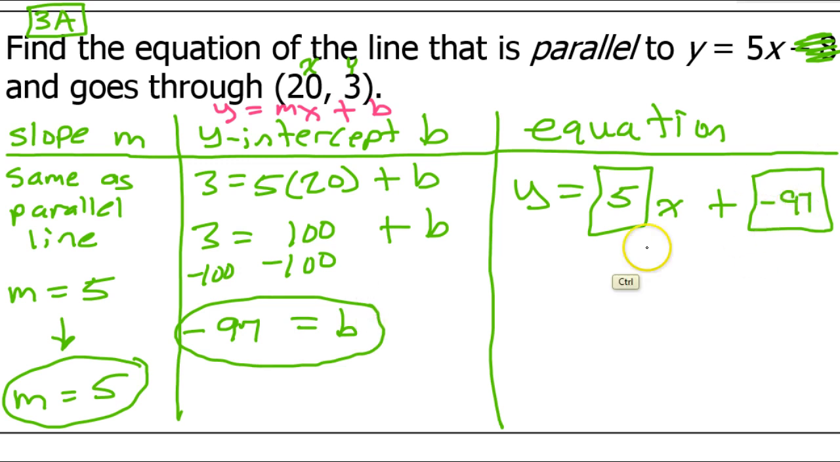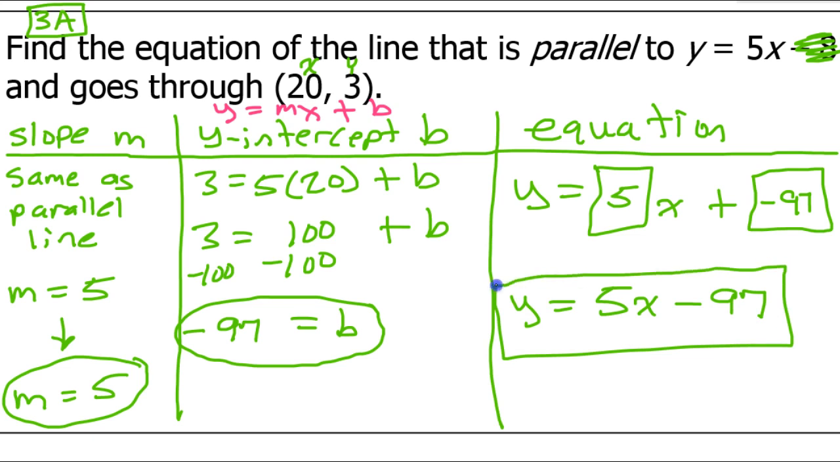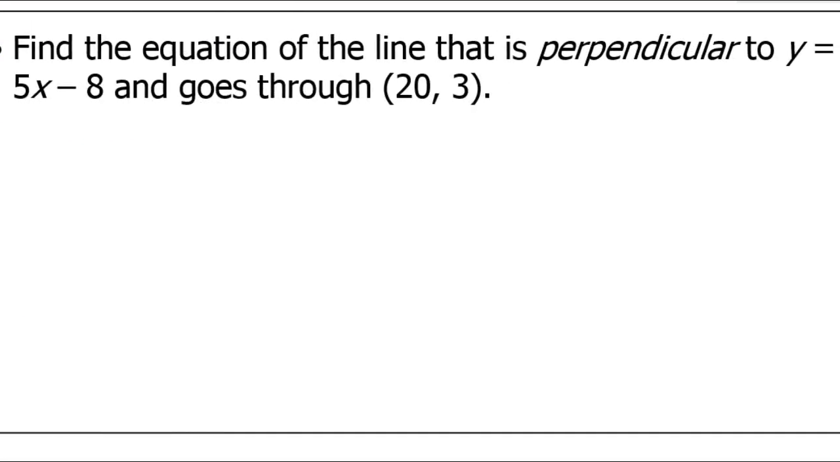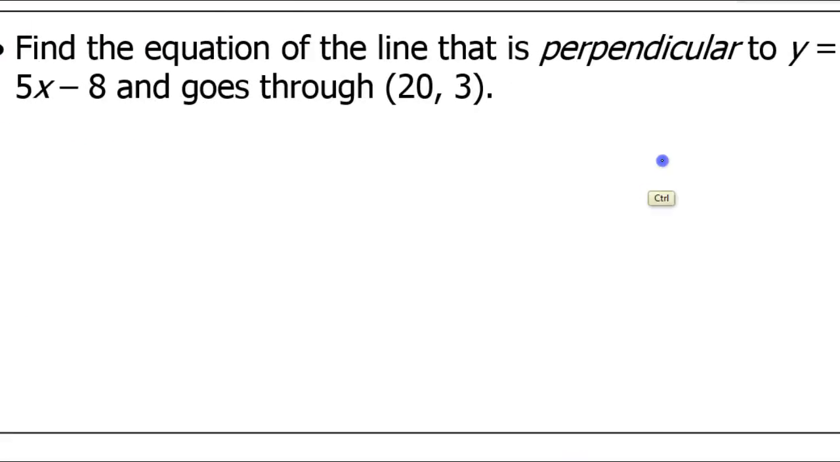So that goes right here. So rewriting the answer without the boxes and without the plus negative, instead I'll just put minus. I'll have y is equal to 5x minus 97. Okay, so that's 3a. All right, let's move on to 3b. This time we're dealing with perpendicular instead of parallel, so just be careful. So here comes 3b.